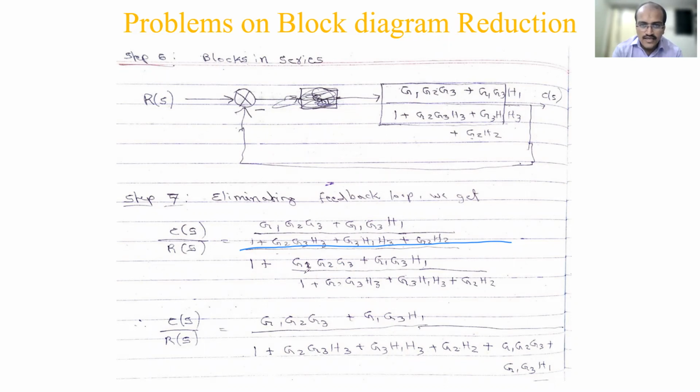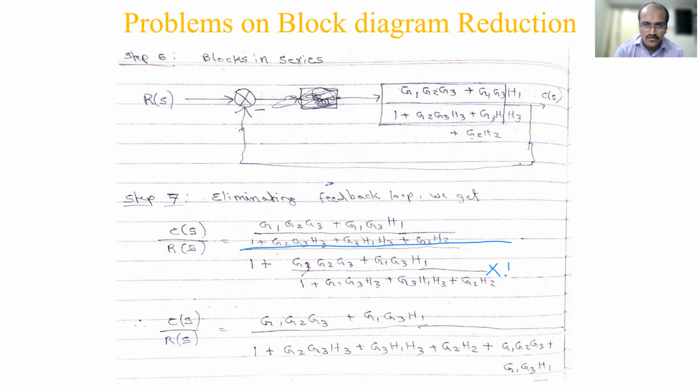Then 1 plus, again I am writing the G. What is that G? Same: G1 G2 G3 plus G1 G3 H1 divided by 1 plus G2 G3 H3 plus G3 H1 H3 plus G2 H2, into H. H is 1, so that I have not written; multiplied by 1 you have to write, but it is not going to affect much now, so I won't write it. Next step, you have to take the LCM.